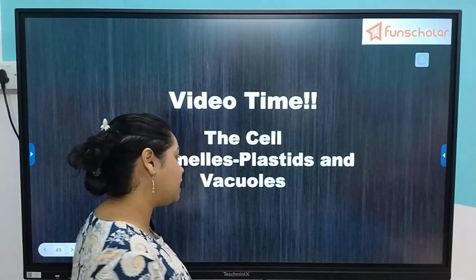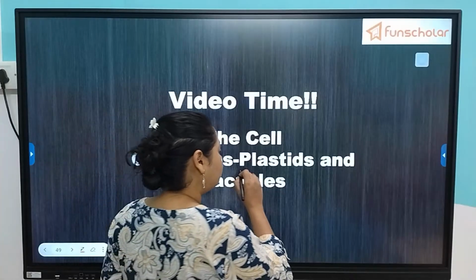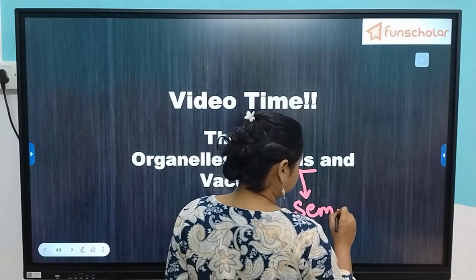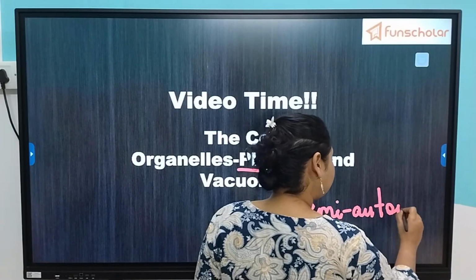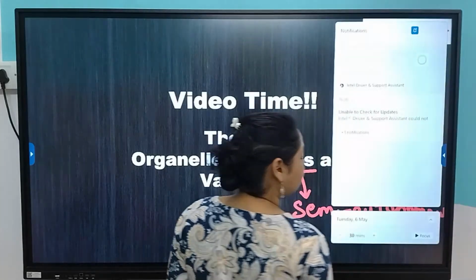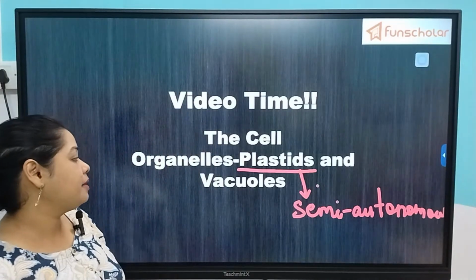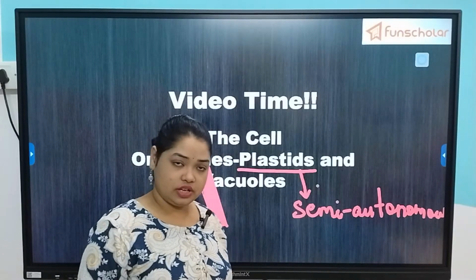Now we'll also see another two types of cell organelles, that is the plastids and vacuoles. Now plastids are also semi-autonomous, just like the mitochondria. They are also semi-autonomous for the same reason, obviously, that they have their own DNA and own ribosomes to produce their own proteins, but they also abide by the instructions received from the nucleus.